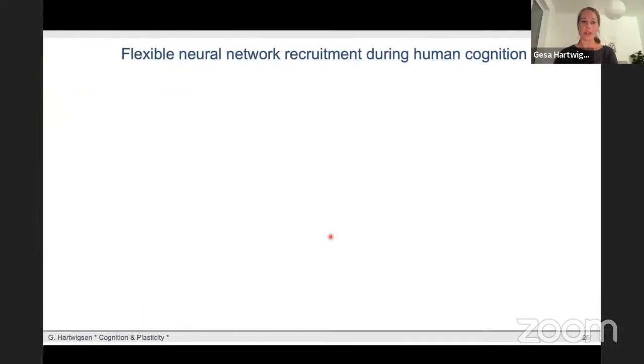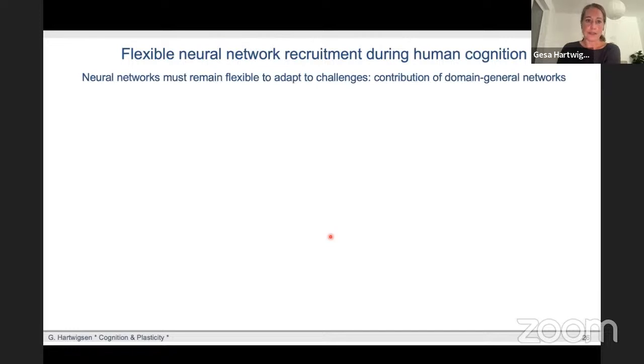So what does this all tell us about flexible neural network recruitment during human cognition, or I should say language here, because I left the part that I have about other cognitive functions out. So I guess everyone agrees that neural networks must remain flexible to adapt to challenges. And we now have some good ideas that it's not just the contribution of the specialized language network, which helps to adapt to challenges, but also the contribution of domain general areas and networks.